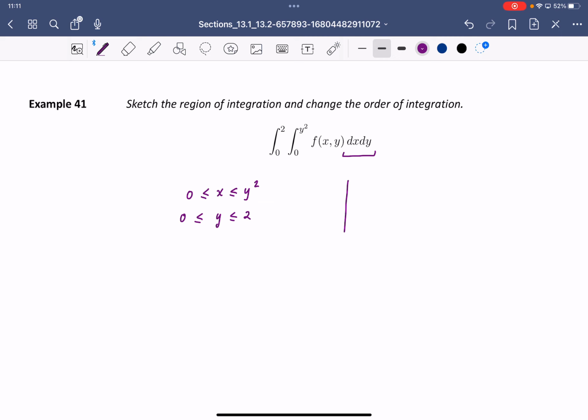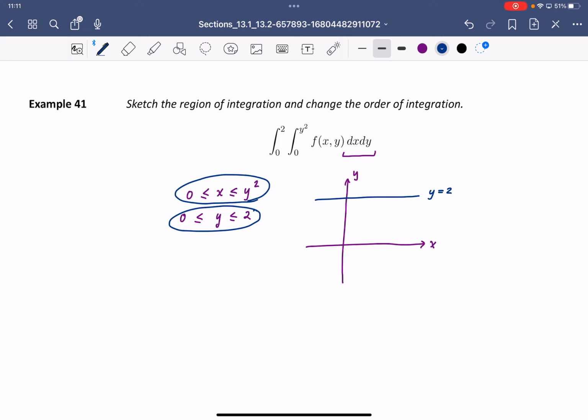So we're gonna draw the picture first, y and x. First of all, you can see that y starts from 0 to 2. So it means the boundary is gonna be y from 0 to y equal to 2. And then x is gonna be from 0 to y square. So what is x equal to y square then? x equal to y square is y equal to square root x, right? So it's gonna be a parabola as well, but on this side, this is x equal to y square.